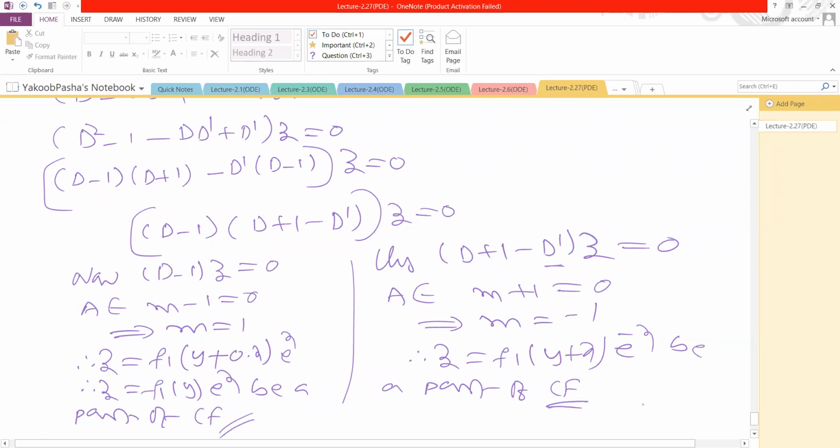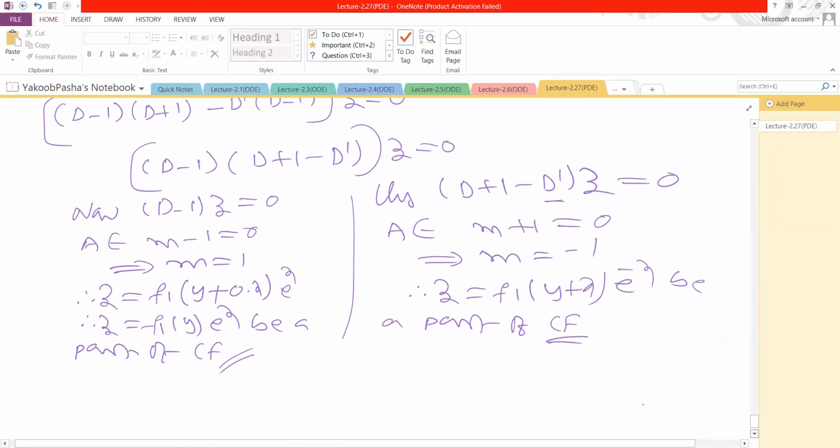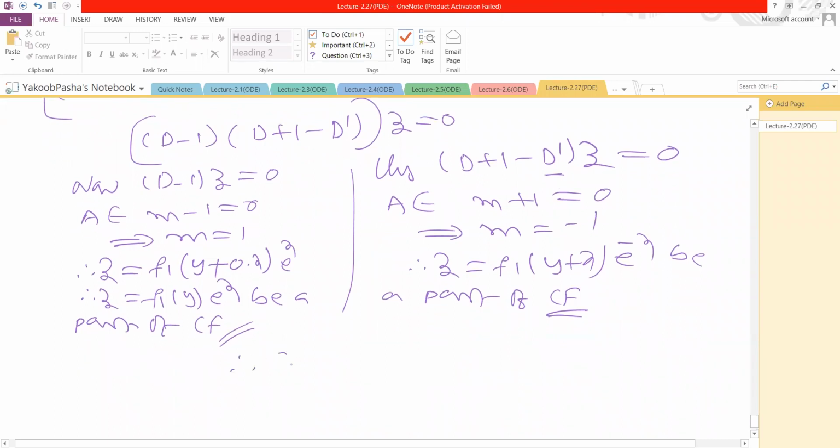Okay, so we can write the complete complementary function, that is CF, f1 of y e to the power of x plus, I'll take f2 of y plus x into e to the power of minus x. This is the complementary function.